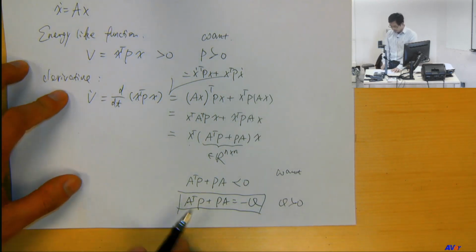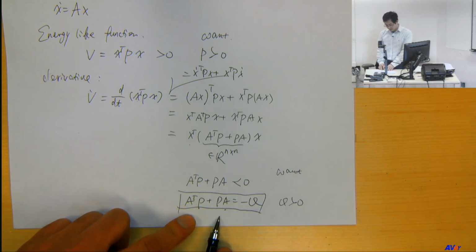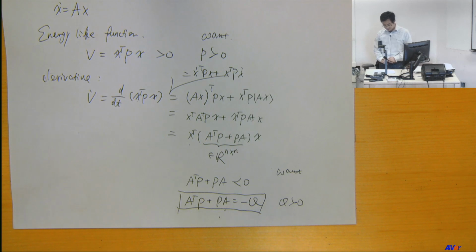This matrix equation is called the Lyapunov equation. All right? So it's going to appear again and again from now on in stability analysis, and also in the following topics. So that's for today's lecture.